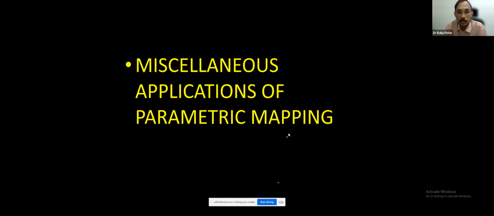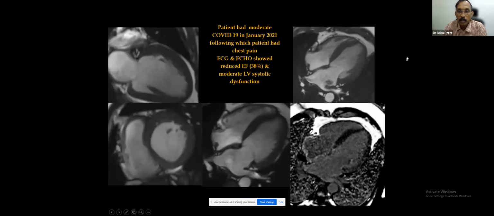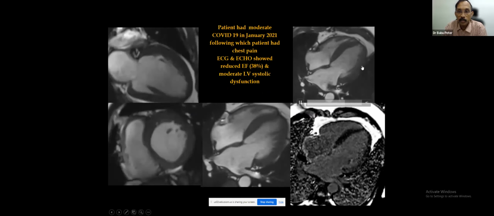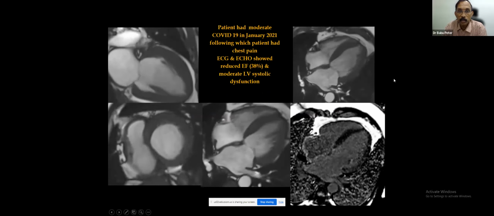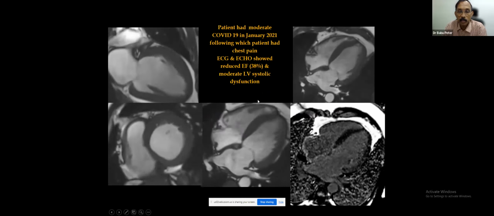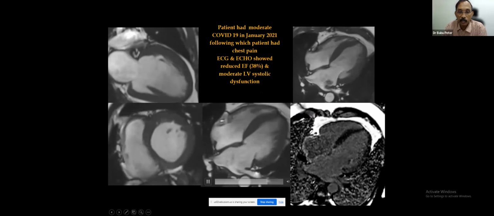Having seen the various types of fibrosis and a few examples denoting them, finally we'll see some miscellaneous applications of parametric mapping. We know that after COVID, we have seen several cases of COVID-related cardiomyopathies. This patient had COVID in 21, following which he developed chest pain. Echo revealed reduced ejection fraction, and again there is a relative hypokinesia noted in the left ventricle.